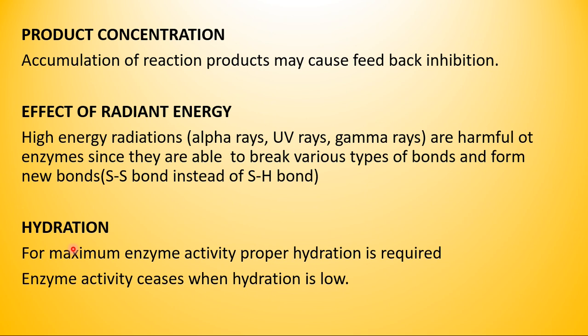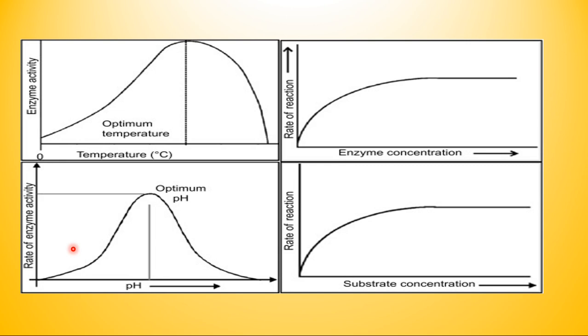So that's all about the different factors of enzyme activity. Here you can see the graphs. This is the optimum temperature. Slowly the increase in temperature increases the activity of the enzymes, and further increase will denature the enzymes. And here is the pH. Every enzyme has its own optimum pH. For example, sucrase is acidic and amylase is alkaline.